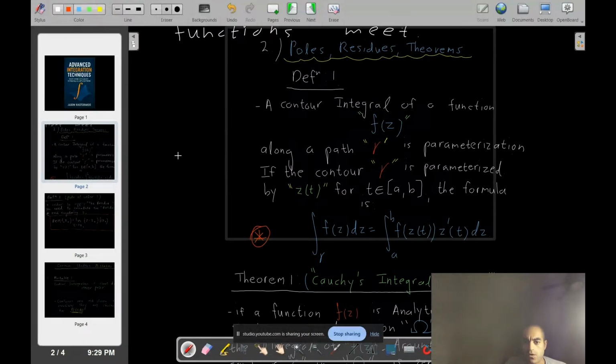So this is definition 1. Again, the contour integral of a function f of z along a path gamma. I can call it whatever I want, I call it gamma in this case. It is a parameterization: if the contour gamma is parameterized by z of t for t belonging to [a, b], the formula for any contour integral is written as the integral over the contour, the path gamma, of f of z dz, which equals the definite integral from a to b of f of z of t times z prime of t dt.